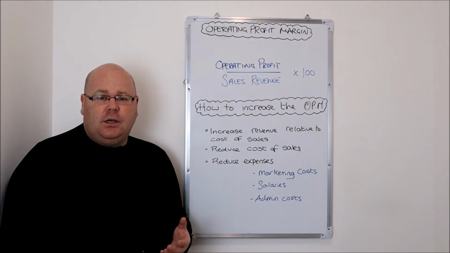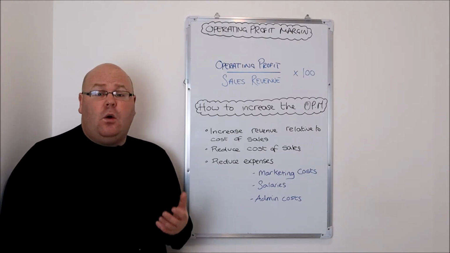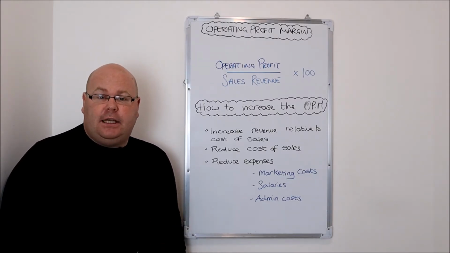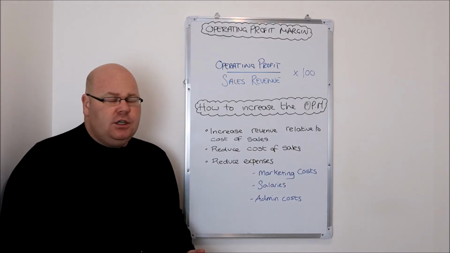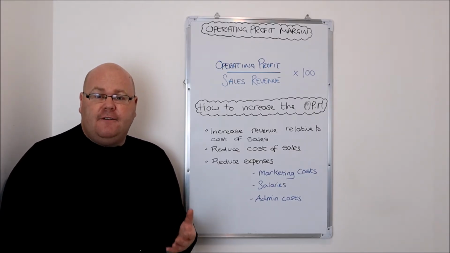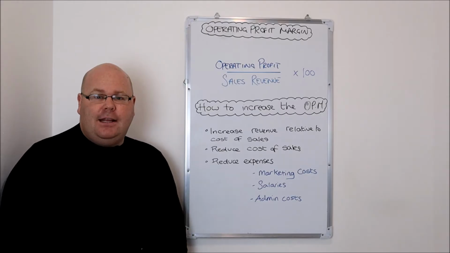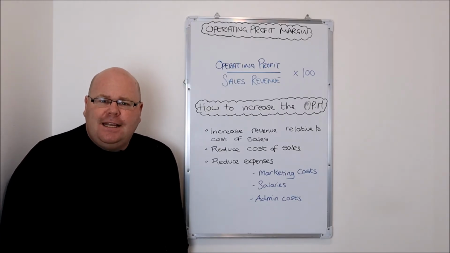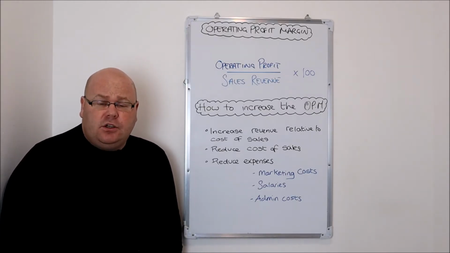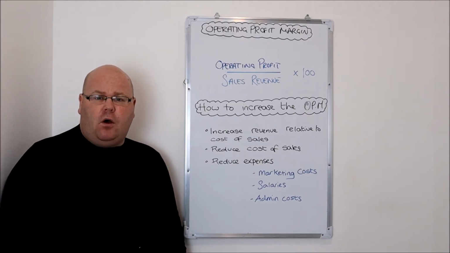Now, it's a figure that managers will want to be as high as possible, and they'll also want to try and increase this figure over time to illustrate that they are more efficiently converting sales revenue into operating profit. So there are some different strategies they might use in order to try and increase this measurement of the business.